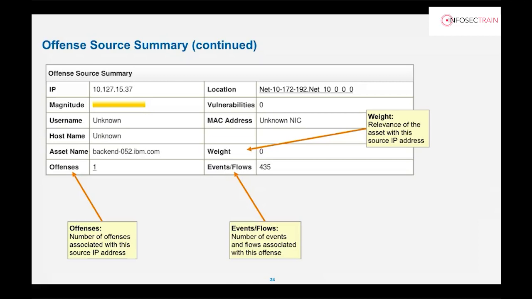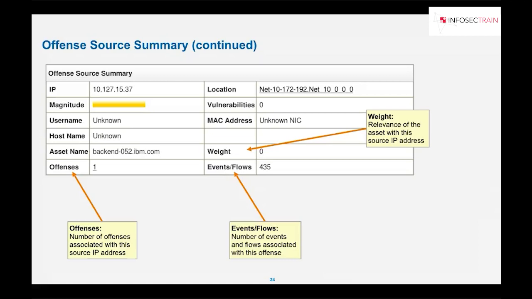Right. It also shows how many offenses in total are attached to this particular IP. This also is a very important piece of information. It lets you know that, okay, this is a repeated offender. There are 5 or 6 or 10 offenses attached to this particular IP. I have to do something about it.